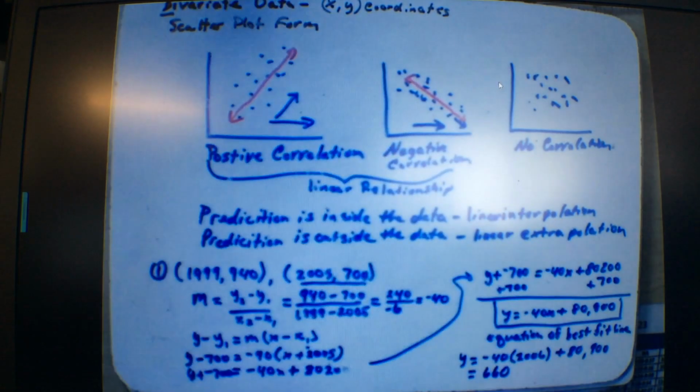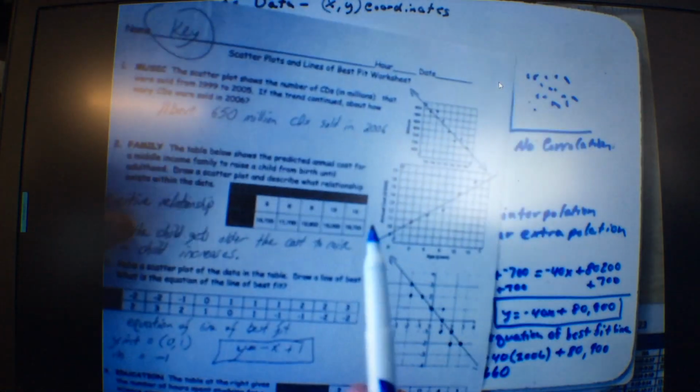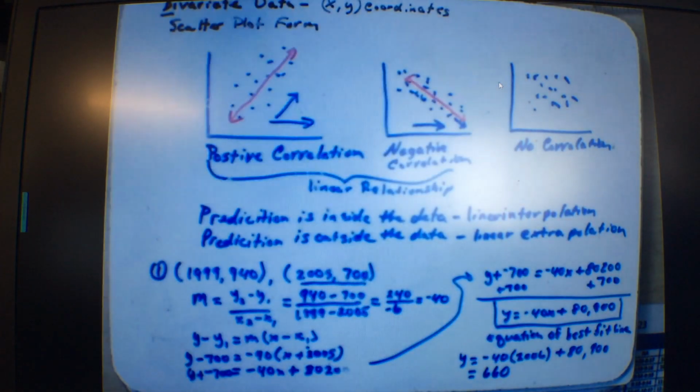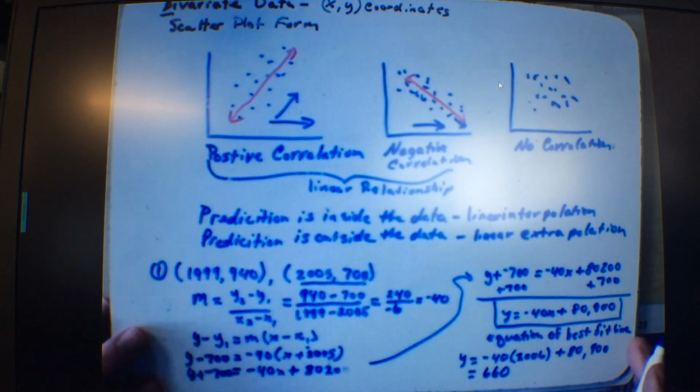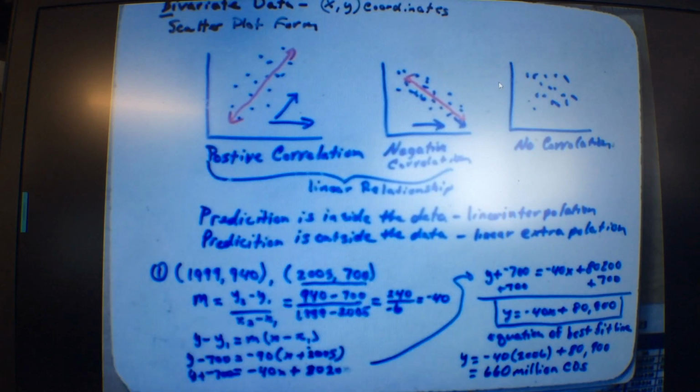Now, 660 what? Well, first of all, let's see if that makes sense. I think this one says about 650. But yeah, it makes sense because it would be down here, wouldn't it? It's going down, right? So it would be down here. So why did they get a different answer? They used a different point, didn't they? Okay, so about 660 what? CDs. Not just CDs. Million CDs. Okay, million CDs.